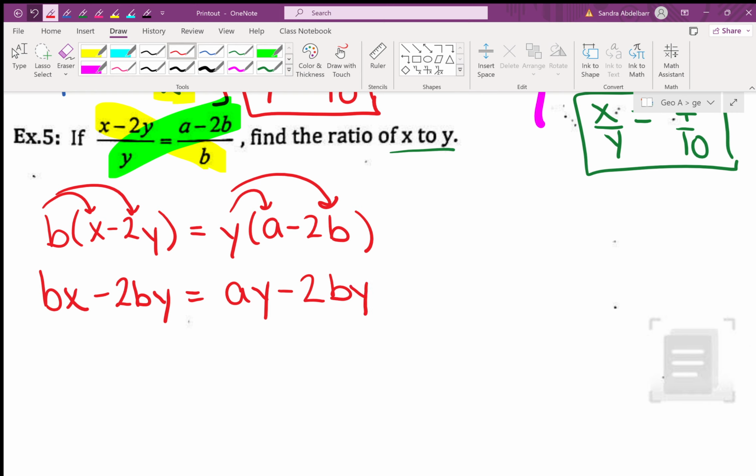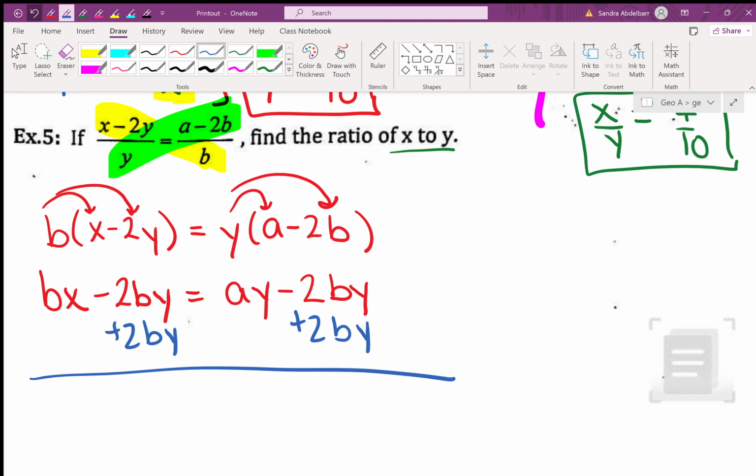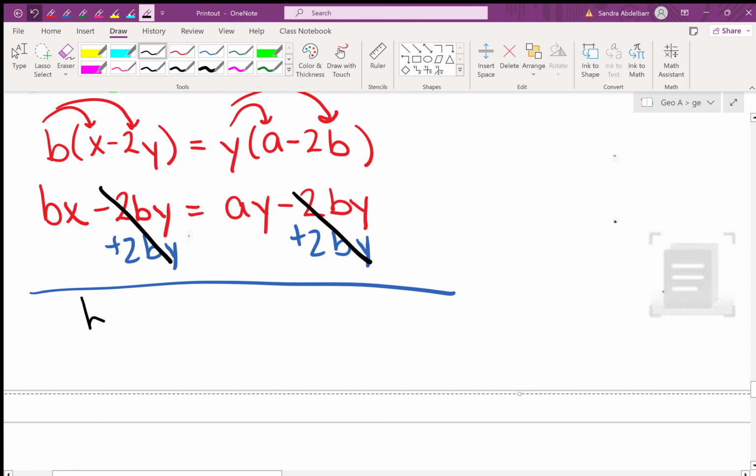Anybody see anything that can really help us out here? Something we can do that will really help us out? Milo? Excellent. We can add 2by on both sides and they cancel, which is huge for us. So this cancels and this cancels. So now I'm going to have bx equals ay.